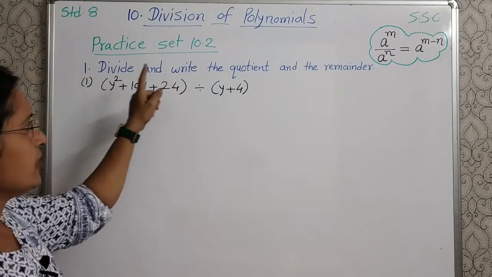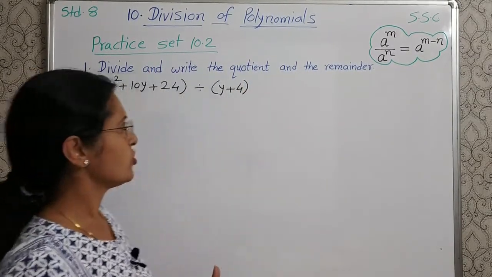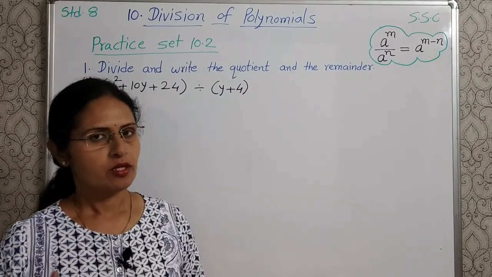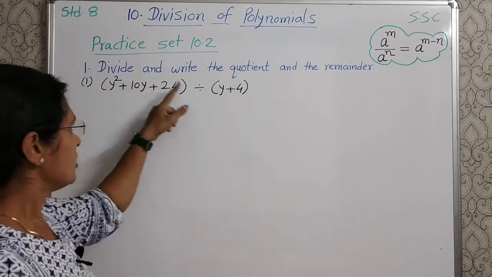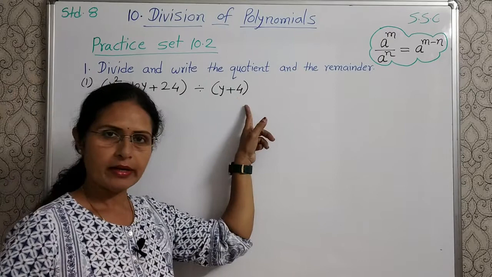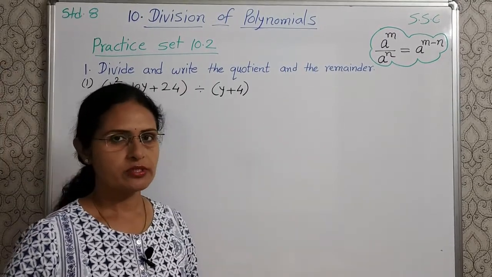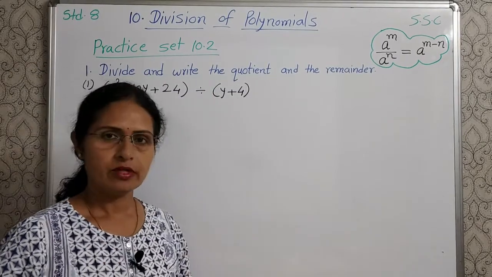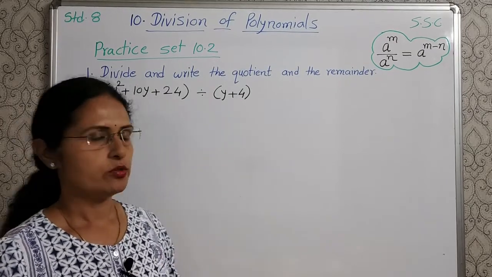Question is divide and write the quotient and the remainder. In 10.1 also, we divided the polynomials, but there it was monomial divided by monomial. Now here, we'll divide a polynomial by a binomial. It means in the dividend, there can be 2 terms, 3 terms, even 4 terms, and the divisor will be binomial. It means it will have 2 terms.